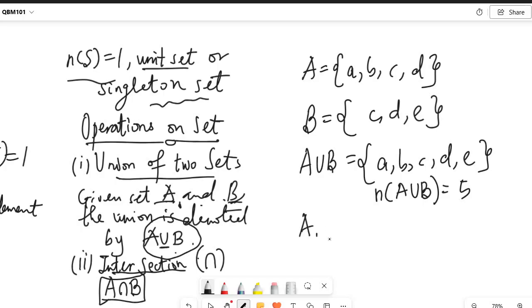If I have A intersection B, how do I operate these sets? So you look at set A and set B. What do they have in common? I believe C and D. So C, D, where the cardinality of the intersection is 2. So A intersection B is C, D.